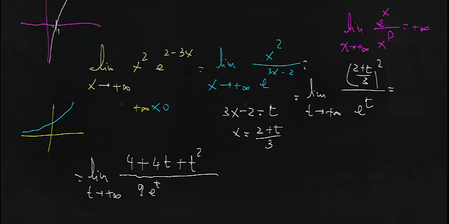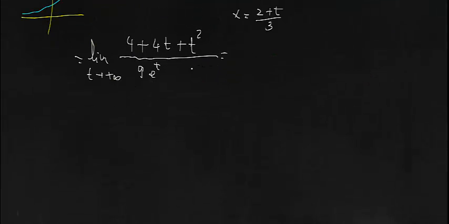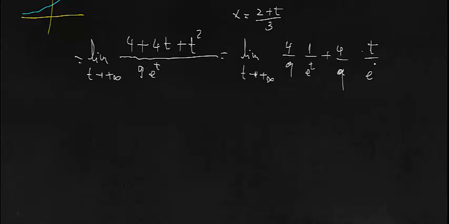And now I can use an important property, the distributive property in relation to the division to the left, and because the limit of a sum is the sum of the limits, I will get the limit when t approaches plus infinity of 4 over 9 times 1 over the exponential, plus again 4 over 9, I'm sorry, t over e to the t, plus t squared over 9 times e to the t.